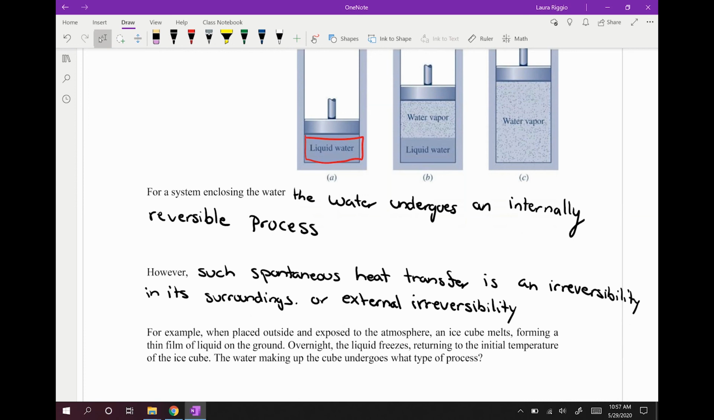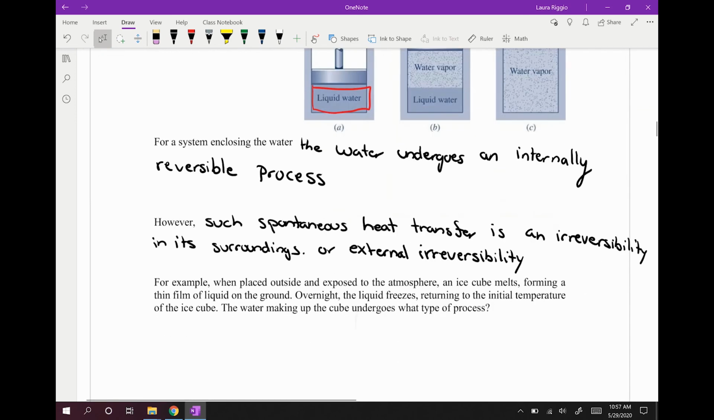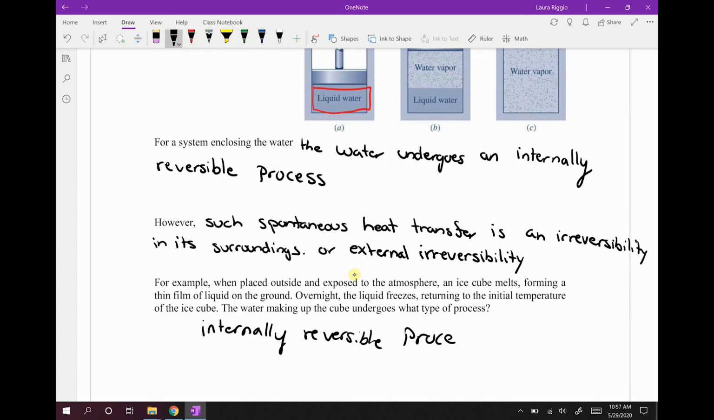Another one to think of is when, placed outside and exposed to the atmosphere, an ice cube melts and forms a thin film of liquid on the ground. Overnight, that liquid freezes, returning to the initial state of the ice cube. The water making up the ice cube undergoes an internally reversible process.